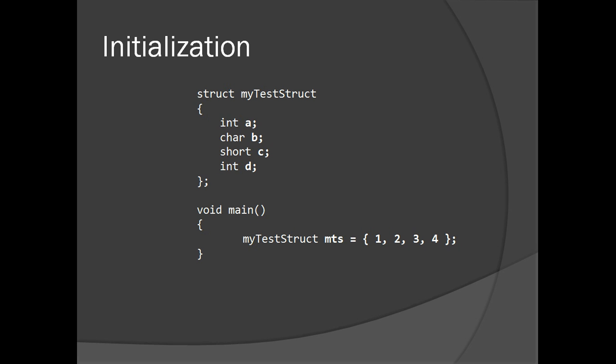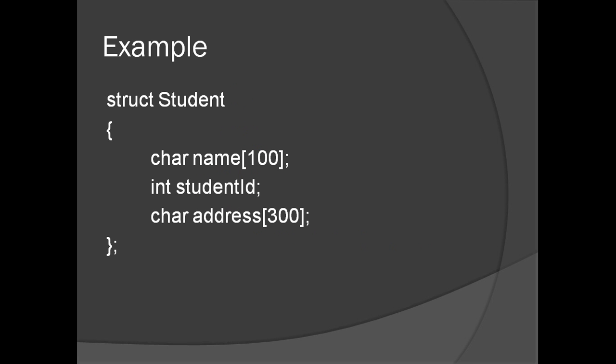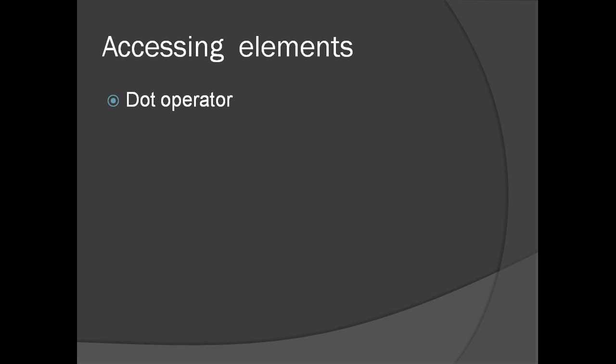The initialization of a structure variable is very similar to an array. Again, open braces, then the values which we need to initialize, then close braces and a semicolon. This is how we declare a structure variable. We have a structure called student, which has 3 members: name, student ID, and address. Name is a character array, student ID is an integer, and address is again a character array. We access the elements in a structure variable via the dot operator.